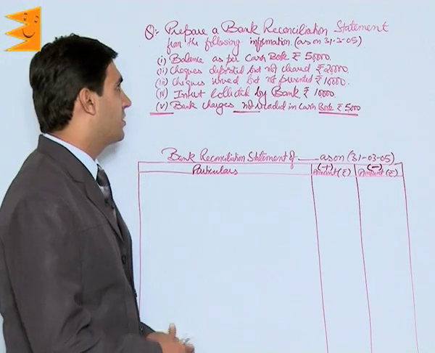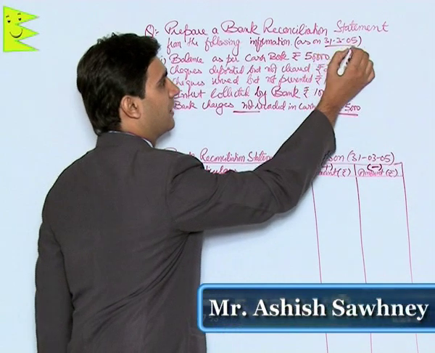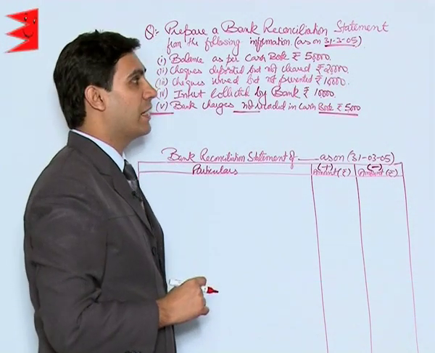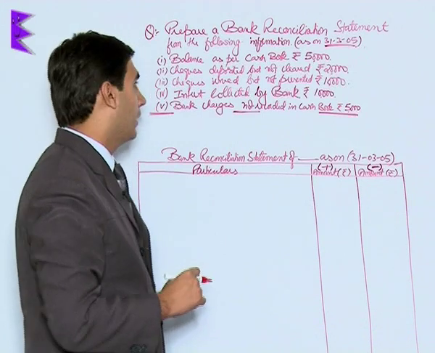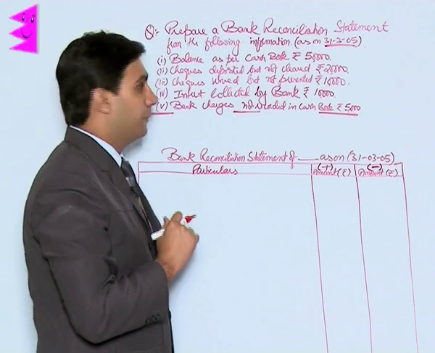Prepare a bank reconciliation statement from the following information as on 31st March 2005. So students, the date of consideration here is 31st March 2005. Now here, 5 possible causes of differences have been given.